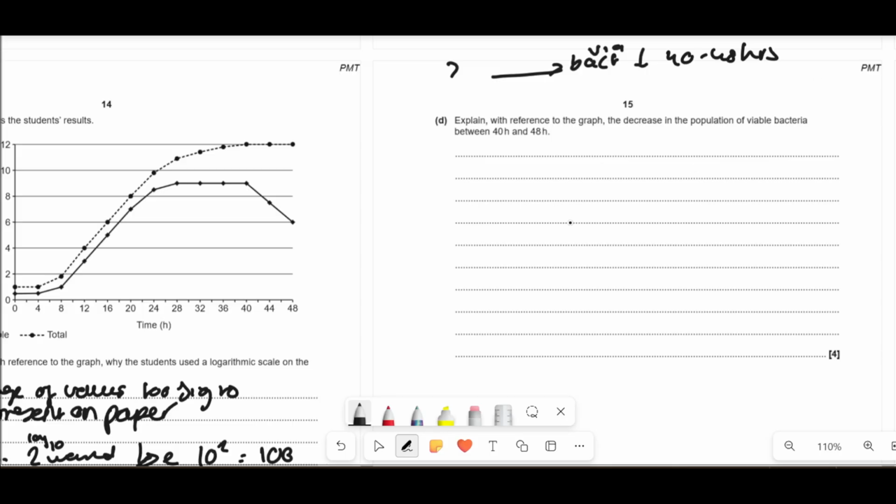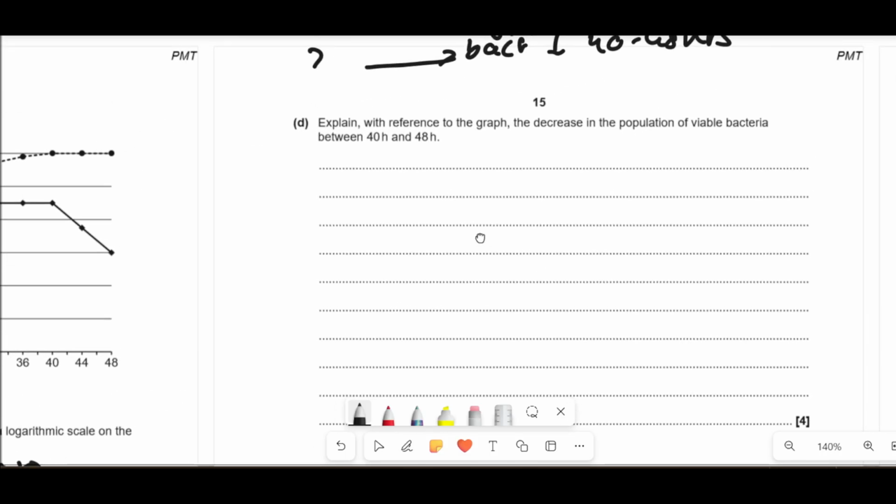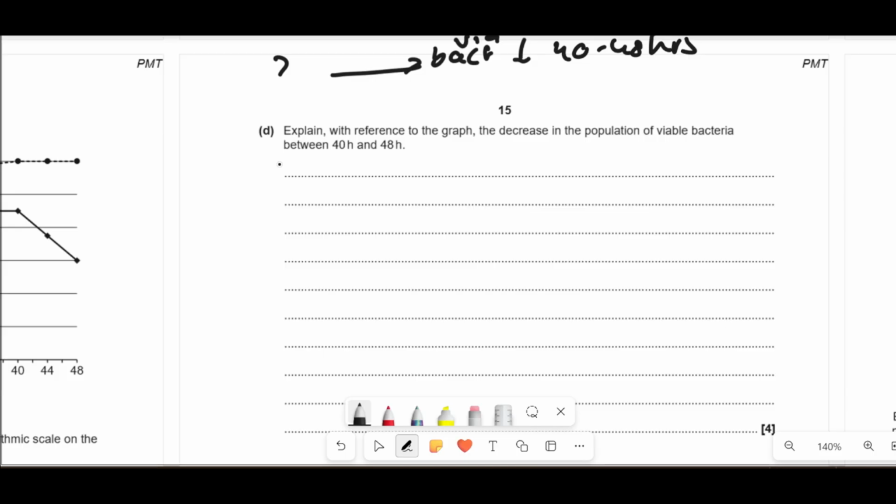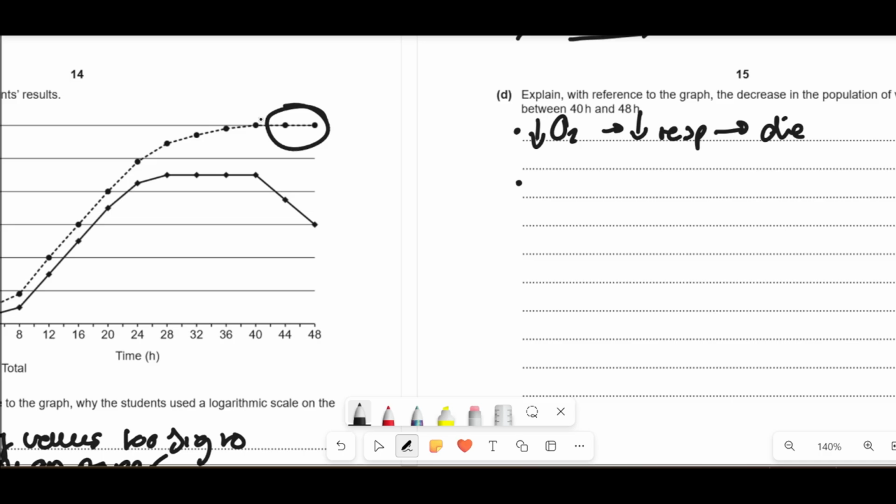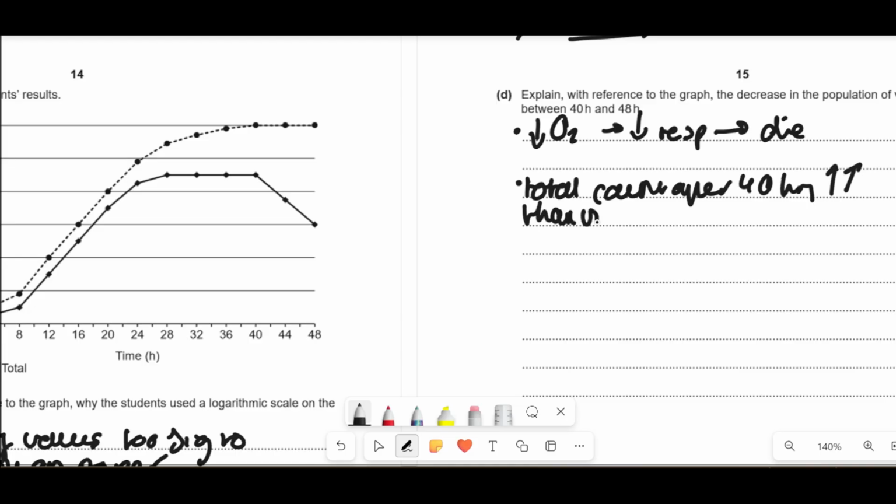What must be going on is that the viable bacteria are competing with each other, right? So they must be competing for the same things, like nutrients, for example glucose or oxygen. So there's actually less O2, so less respiration, and then they can die like that. As well as that, you can see here that this total count stays pretty stable, and then that's going down as well, so they must be dying. So the total count after 40 hours is higher than the viable.